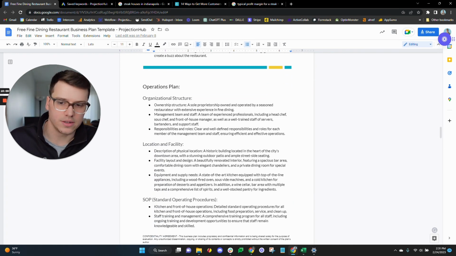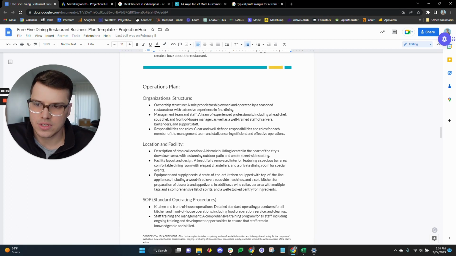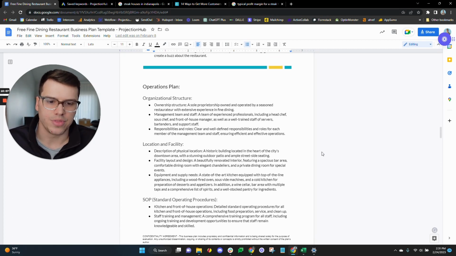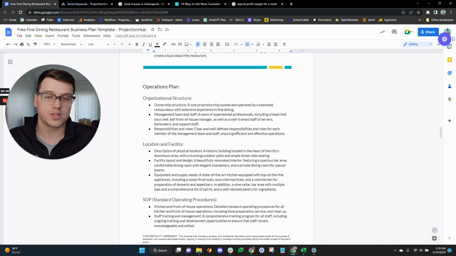Coming down to the operations plan. So legal entity structure, your facility, how you're going to operate your kitchen, that kind of thing, which again is important. But one of the key things that your lender is looking for in this section is, do you or the team around you have the relevant experience to be successful in this industry? So do you have experience running a restaurant or being a cook on the line, or do you have a partner in the business that has significant experience in the restaurant industry?